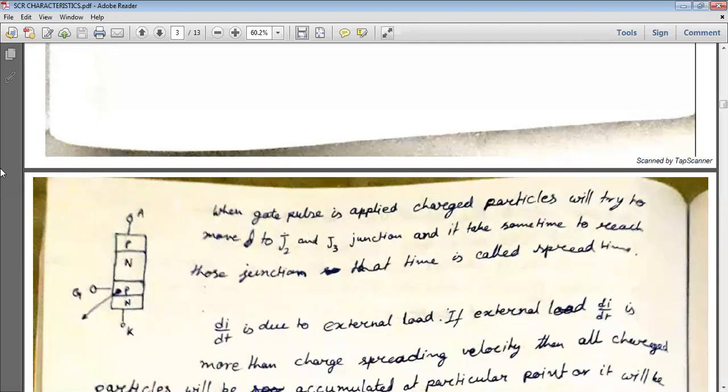Once the gate pulse is given to the narrow gate cathode section, the charge initiation will take place at that junction with some finite velocity, that is called charge spread with some rate. Due to external di/dt, if the charge spreading velocity is less than the external di/dt, then all the charges will accumulate at one particular place. This phenomenon is called local hotspot. This will physically damage the device. To control this external di/dt, we need to use a snubber circuit.